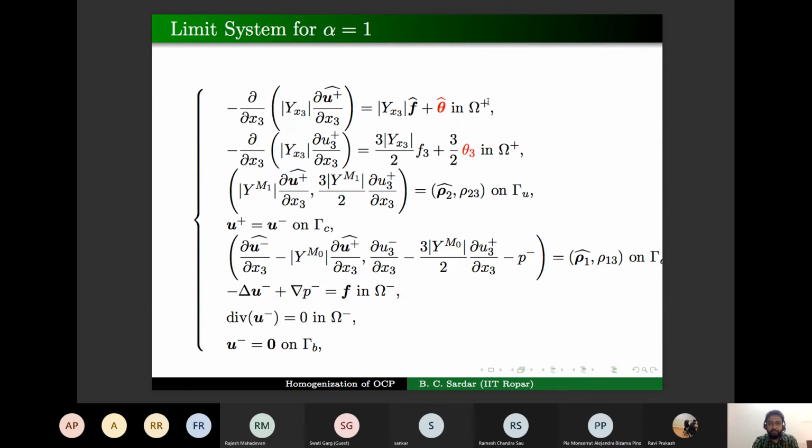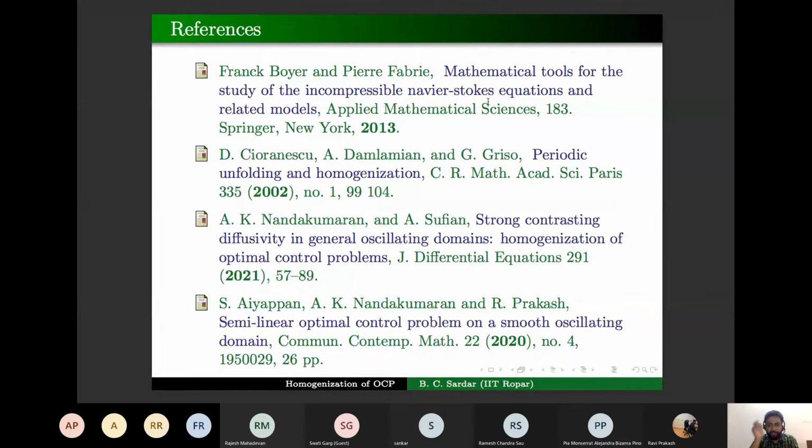Now I'm going to show you a few references. In the first book, we also find the Neumann type of boundary condition corresponding to the Stokes operator. Then the second article discusses the unfolding operator, first introduced in the fixed domain by Cioranescu, Damlamian, and Griso in 2002. This unfolding operator is also used for the oscillating domain. There is a bit more literature, and the strong contrast of diffusivity is in the third article.